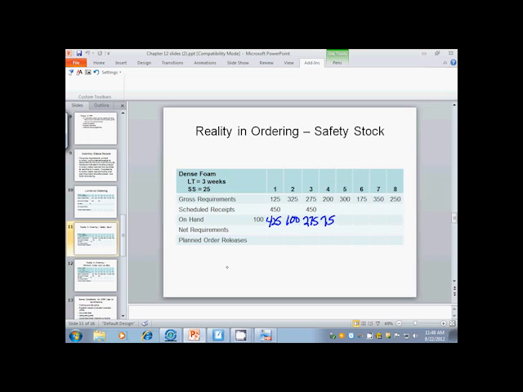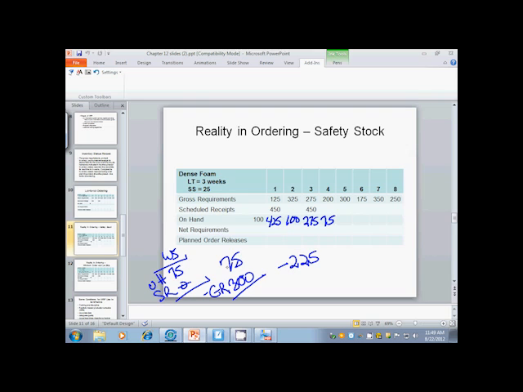Week 5. We are looking at week 5, where we have 75 units on hand at the end of week 4. At this point in time, we have no scheduled receipts, which means we have 75 units we can use. Our gross requirements, what we plan on using though, is 300 units. That means we have a negative 225 units.